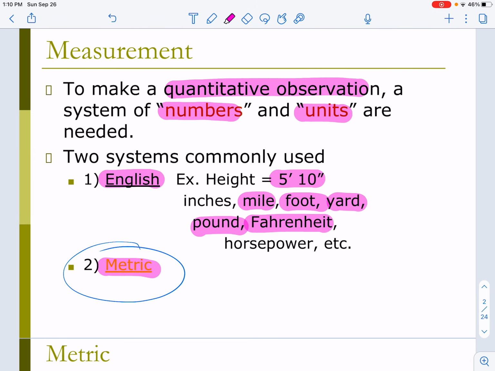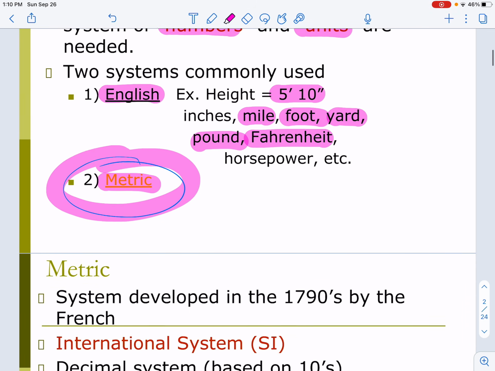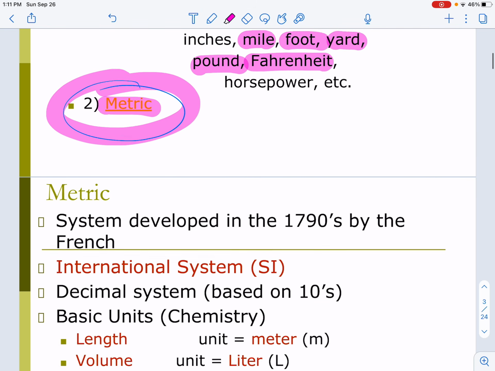Now, the one thing that's unusual about the English system is you have to memorize certain things, like there's 5,280 feet in a mile, or there's 3 feet in a yard, or there's 12 inches in 1 foot. In the metric system, it is not done that way. It is a system in which you are just using decimals the whole time.